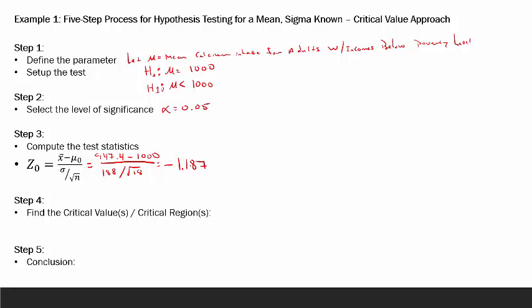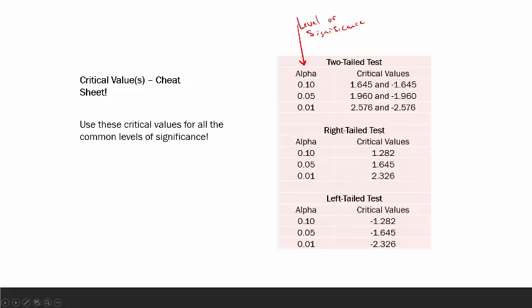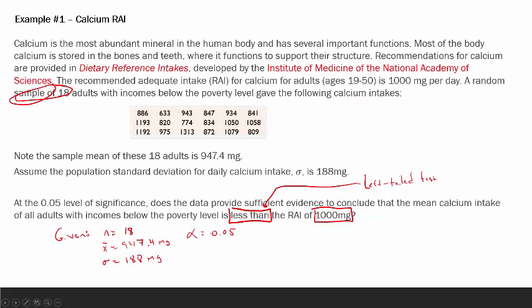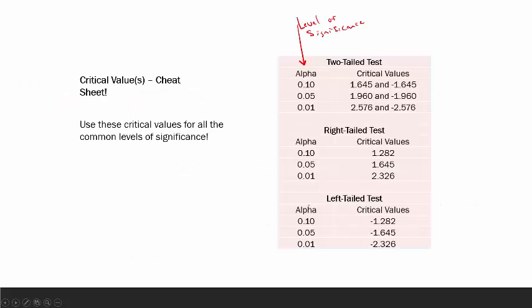Next you need to find the critical values and critical regions. What we're going to do is go back to this little cheat sheet here. It was a left-tailed test, and I said at the 0.05 level of significance. So my level of significance was 0.05, I'm going to go left-tailed test 0.05. It's minus 1.645.